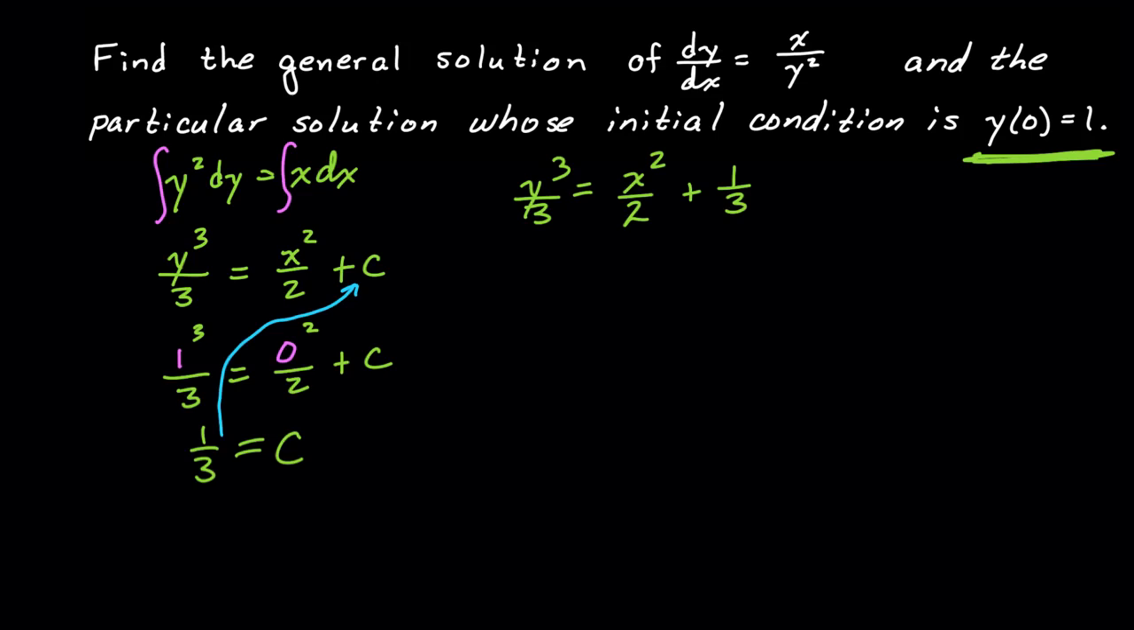All right, so we're going to multiply by 3. That's going to give us y cubed is equal to 3x squared over 2, and then 1/3 times 3 is 1. And our last step here is going to be taking the cube root of all of this. So we get the cube root of 3x squared over 2 plus 1. That is our particular solution.